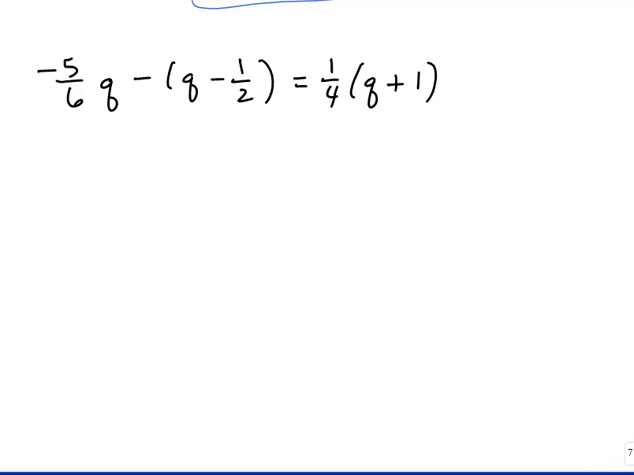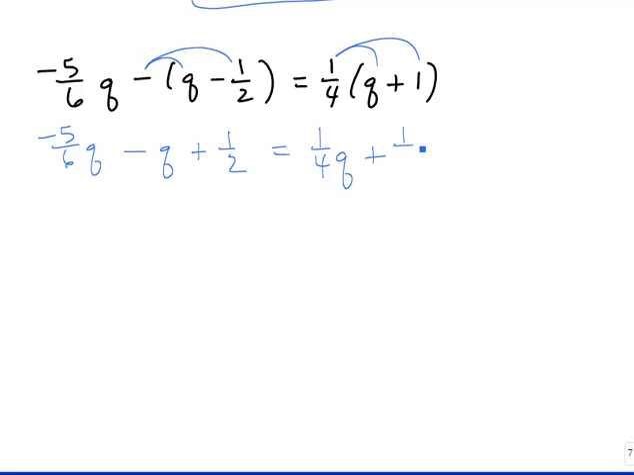In the last example, we had the same dilemma, getting rid of decimals first or getting rid of parentheses first. And we got rid of the decimals first in the last example. So on this one, I'm going to show you the other way. I'm going to get rid of parentheses first. So let's distribute first, and then we'll worry about our fractions. So this negative 6q stays put, and I'm going to distribute my negative across. So this becomes minus q plus 1/2. And on the right side, 1/4 times q just stays 1/4 q, and 1/4 times 1 becomes 1/4.